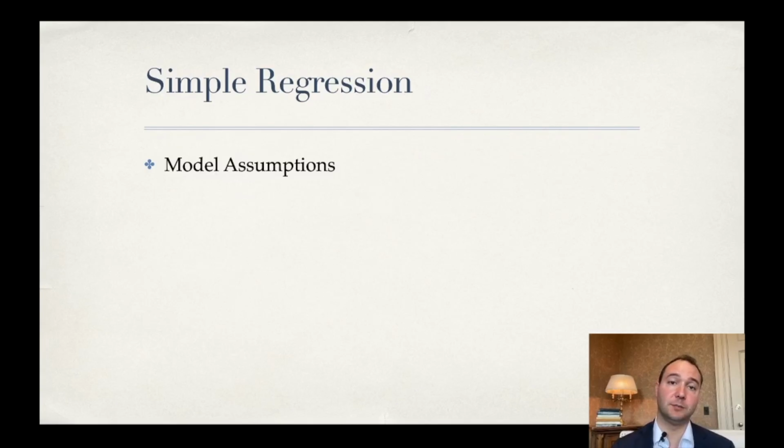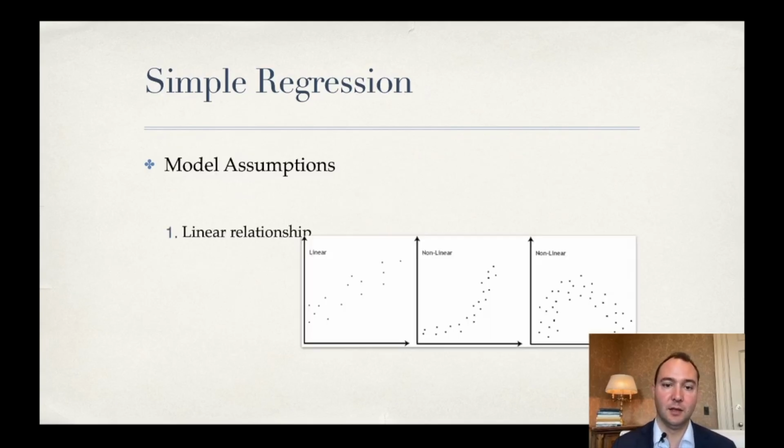What are the model assumptions of regression? We assume that it has a linear relationship. Regression is only used to make a linear line. So if we have an arc or a parabola or some other shape, then we shouldn't be using a regression model.